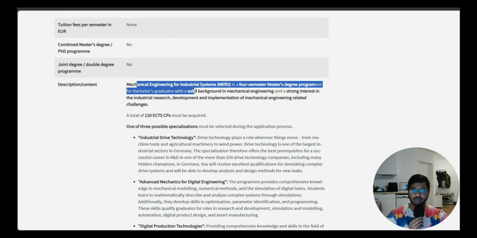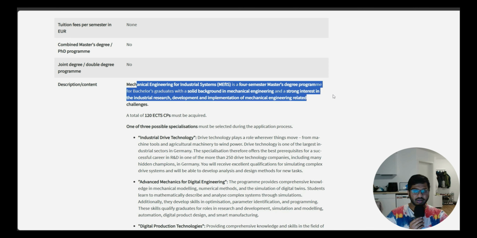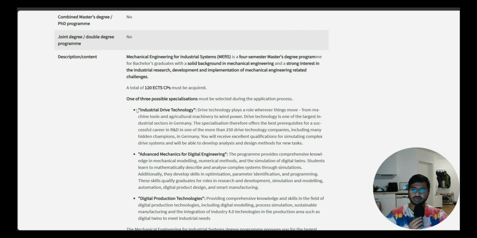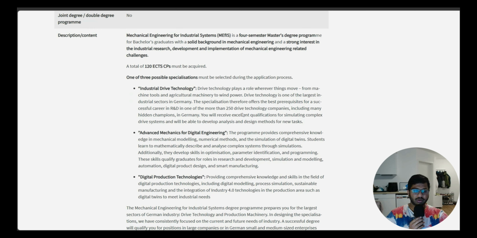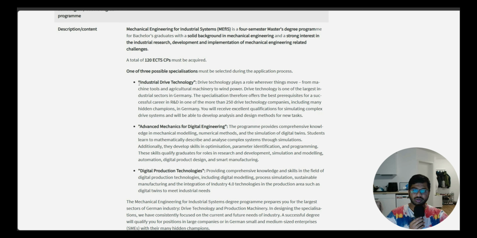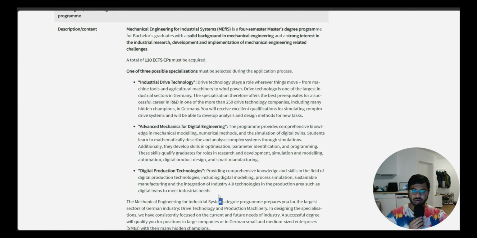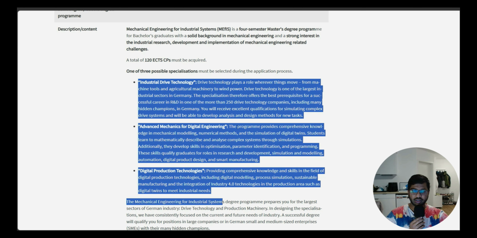So mechanical engineering for industrial systems is a 4-semester master degree program for those with a bachelor degree with a solid background in mechanical engineering and an interest in industrial research, development, and implementation of mechanical engineering related fields. It consists of 120 ECTS, which is usually 120 credit points, over 4 semesters. One of the 3 possible specializations you can choose is industrial drive technology, advanced mechanics for digital engineering, or digital production technology. You can also check what you will be learning in each.